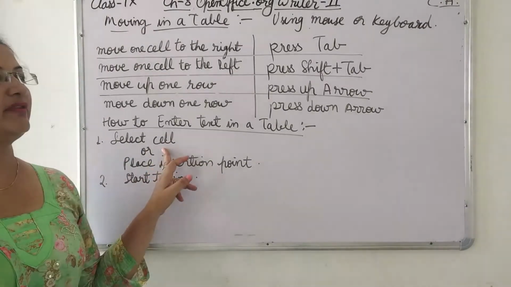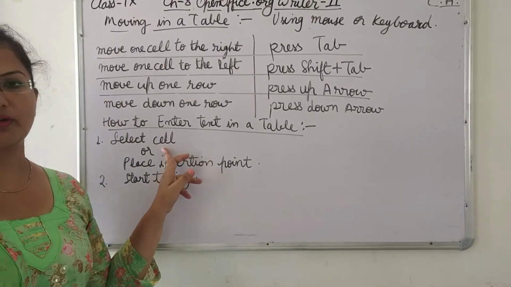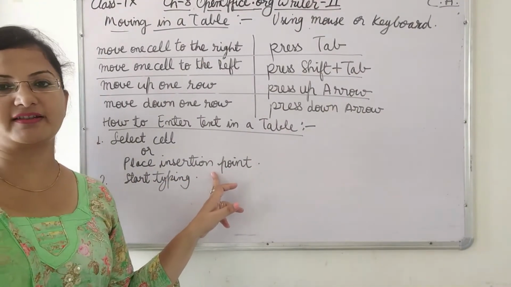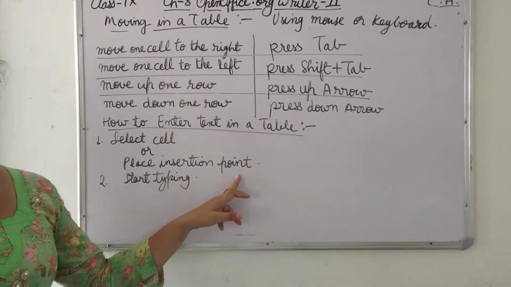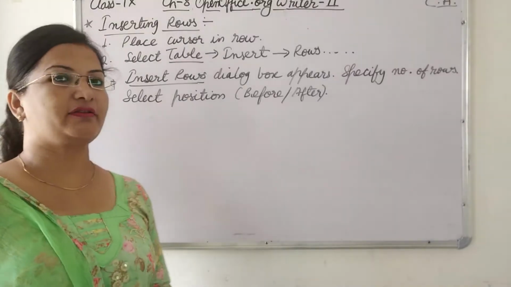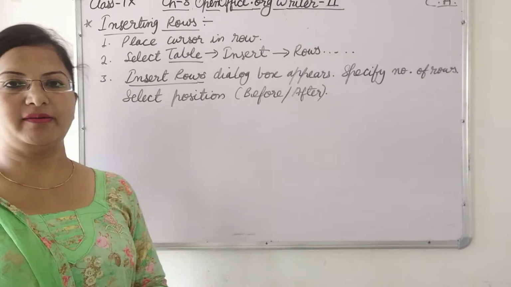Simply we can select the cell with the help of mouse or keyboard, or one more method is there: we can double click inside the cell to place the insertion point inside it, and then after that we can start typing.